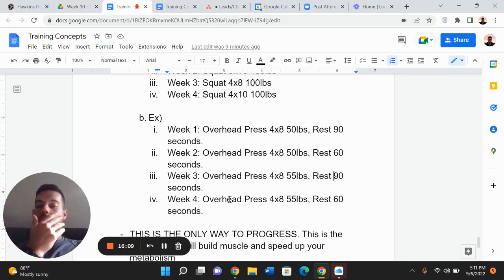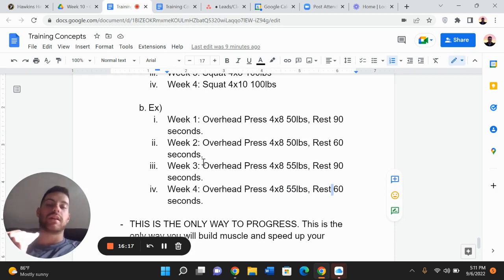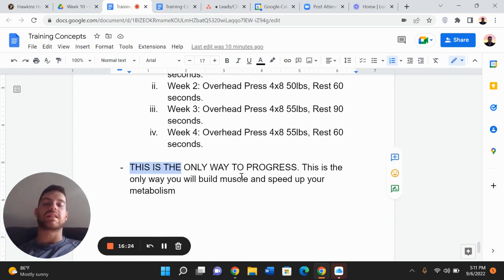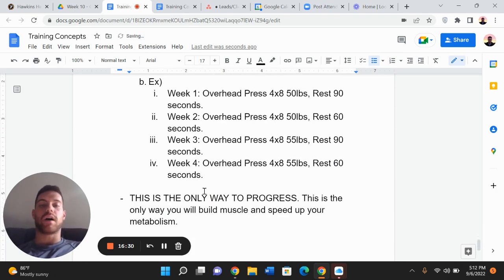Now, week 4, you stay at 4 sets of 8, 55 pounds, just like last week, but then again, you drop the rest period by 30 seconds. So you can see again, if you repeat this, you will continue to progress because each week it's a brand new stimulus to your body. Okay. This is the only way to progress. It's the only way to build muscle and speed up your metabolism. Without progressive overload, you will stay in one spot, you will build no muscle, and you won't speed up your metabolism. So I hope this makes sense.